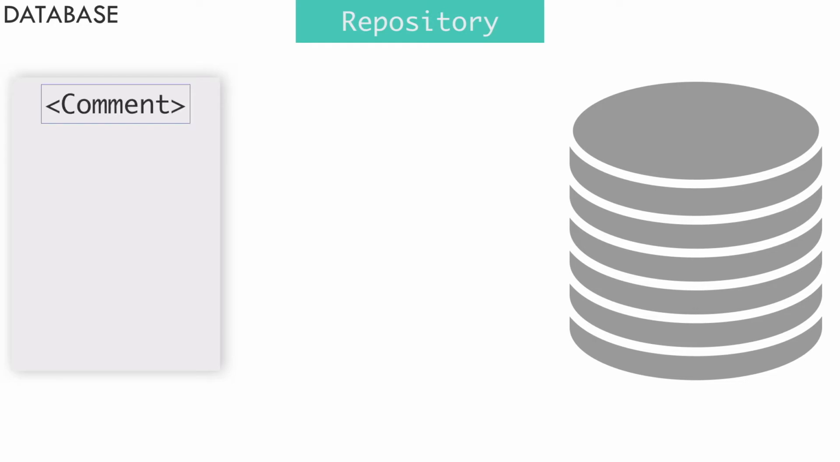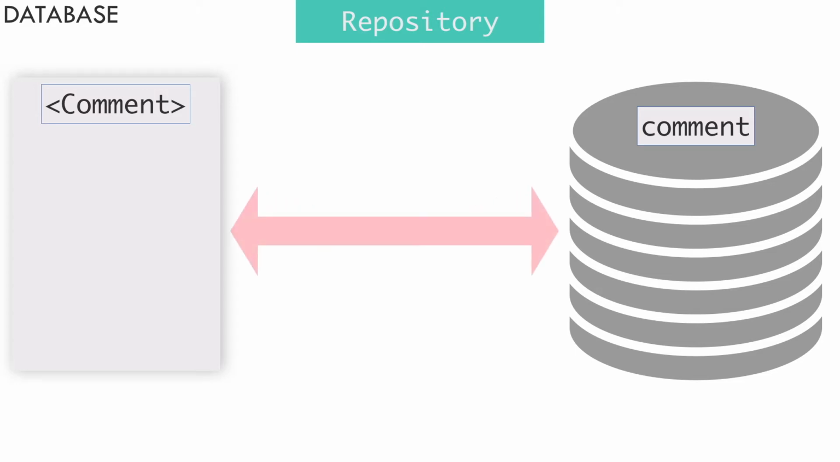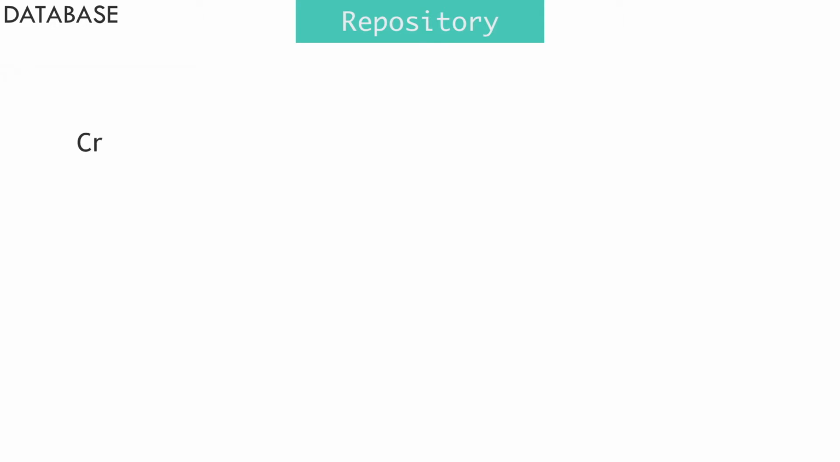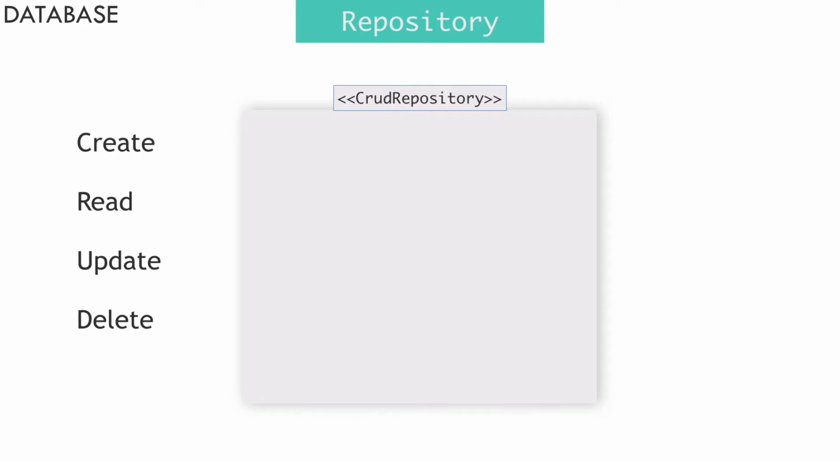There's a comment class in the application. There's a comment table in the database. Spring Data is going to do all the hard work getting the comment back and forth. So what I'm going to do is create the comment repository interface, extending the CRUD repository interface, which provides some basic CRUD operations. CRUD stands for create, read, update, delete. These are the methods of the CRUD repository interface.